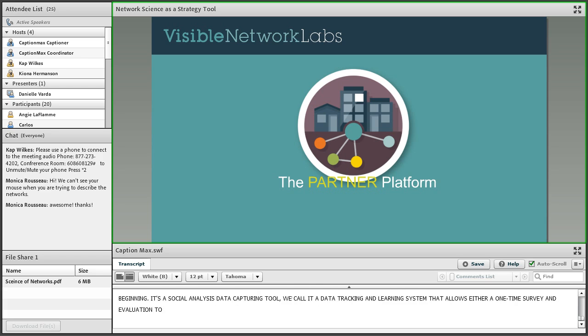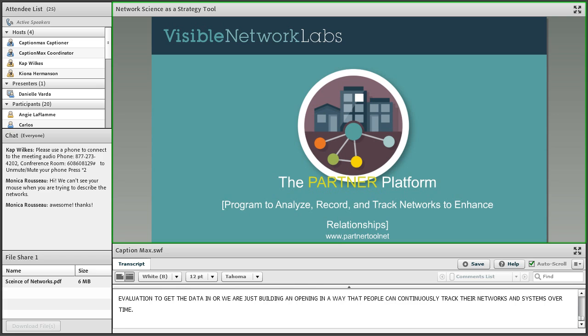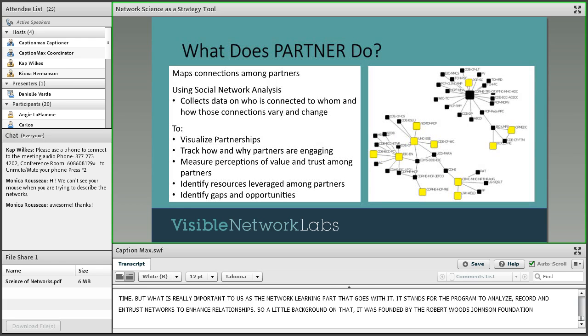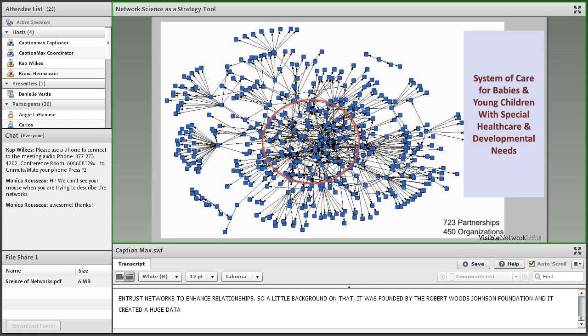We use something called the partner platform. It's what Kat mentioned in the beginning. It's a social network analysis data capturing tool. We call it a data tracking and learning system that allows someone to either do a one-time survey and evaluation to get that data in, or we're building a way that people can continuously track their networks and systems over time. But what's really important to us is the network learning part that goes with it. It stands for the Program to Analyze, Record, and Track Networks to Enhance Relationships.